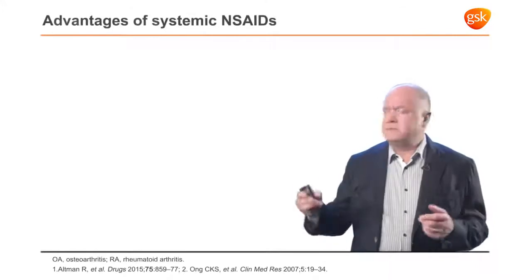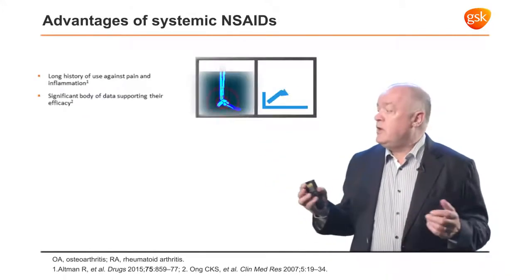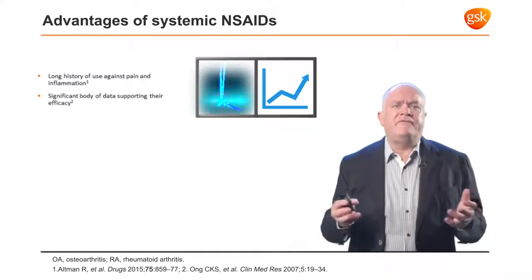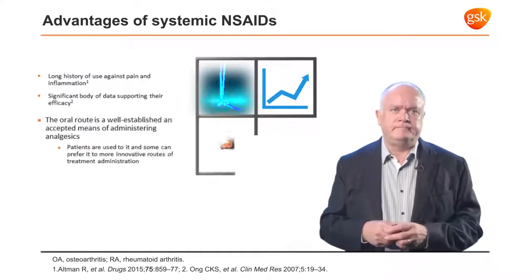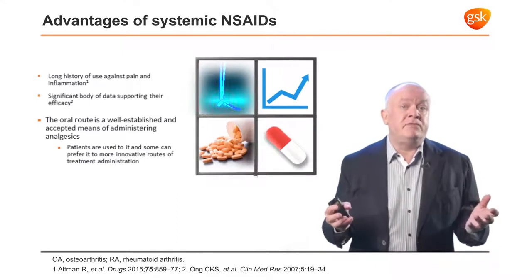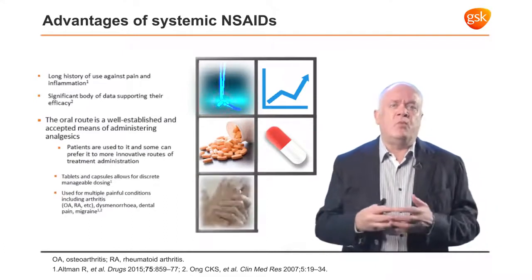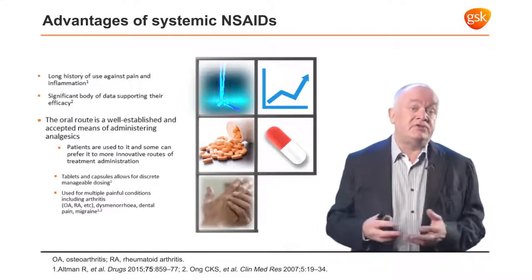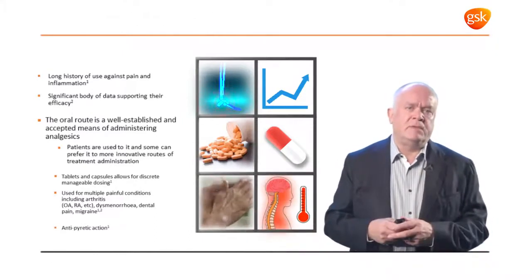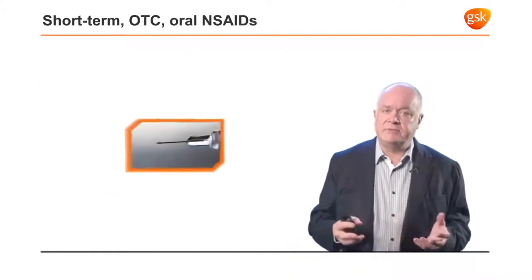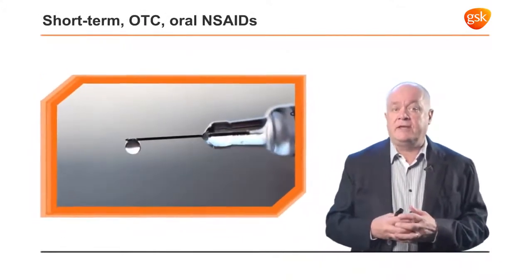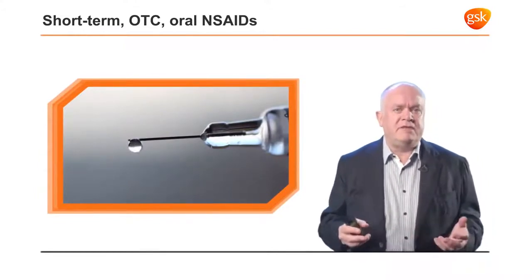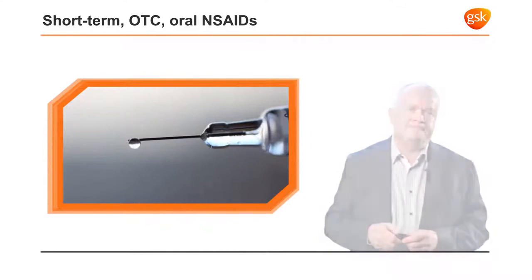NSAIDs have been used for a substantial period of time, and their use is well documented. Some patients may prefer a familiar route of administration. Tablets and capsules offer pain relief and anti-inflammatory action for a wide range of common medical conditions. Plus, the antipyretic action is an additional benefit. For many years, I used to carry injectable diclofenac as an emergency painkiller within my medical bag, for example, for renal colic. It was much safer than using high doses of opiates.